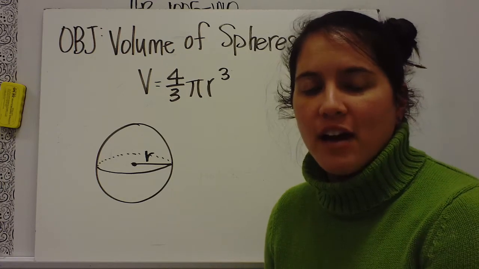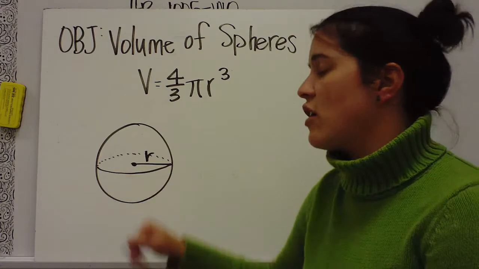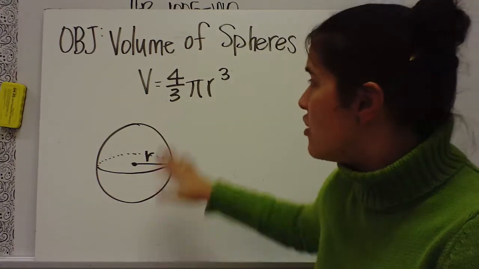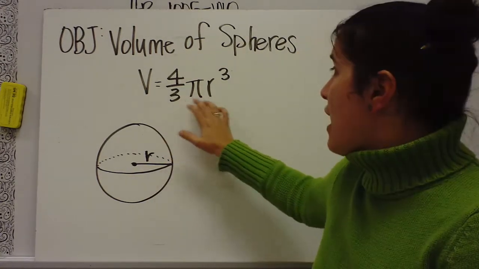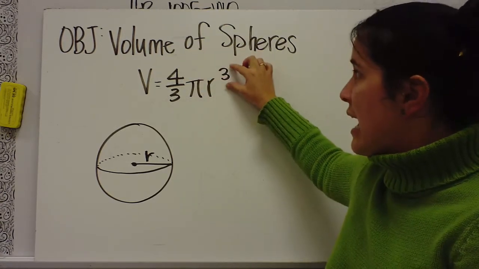volume. But a sphere doesn't have a height. All it has is a radius, or a diameter. But here's the formula: 4/3 pi r cubed. So this is the new part: 4/3 and r cubed.